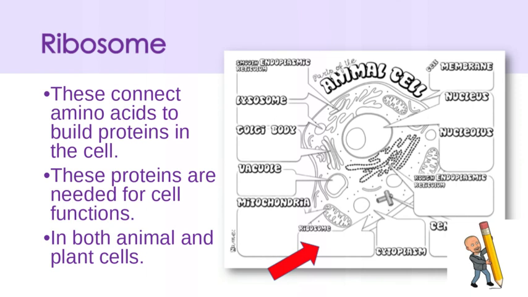Next one is the ribosomes. Ribosomes connect amino acids to build proteins. So ribosomes build proteins. Proteins are an essential part of cell function, and they are in both plant and animal cells. So they're those tiny little dots that are kind of all over your picture.